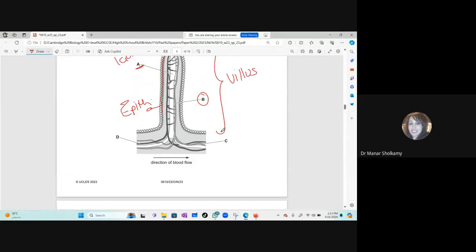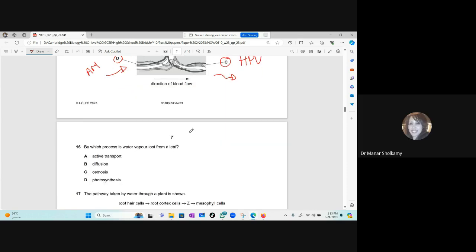Okay. In case they ask you to label D, D is an artery or a vein? Artery. Yes. And C is a vein. And what is the name of this vein that is going to the liver, from the intestines to the liver? Hepatic portal vein. Well done. Amazing. You will all be doctors.